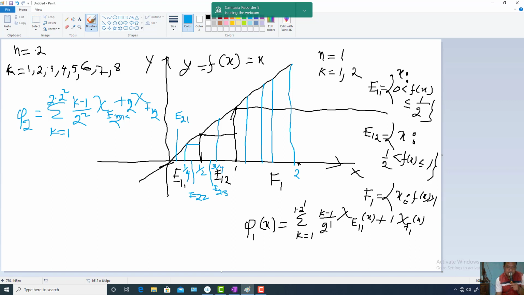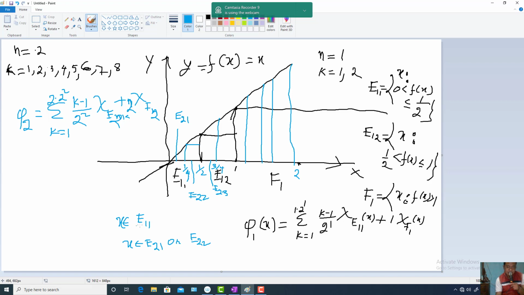So in that situation, the domain is now subdivided. Earlier e11 is from 0 to half. In this portion phi 1 is equal to 0. Now this domain from 0 to half is divided into two parts, from 0 to 1 by 4, then from 1 by 4 to half. If x belongs to e11, then x is either in e21 or e22. The first part is e21 and the second part is e22.